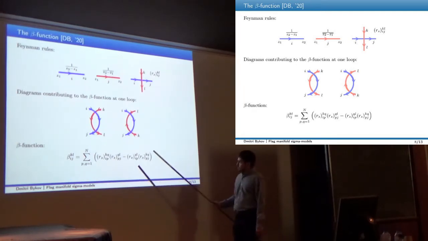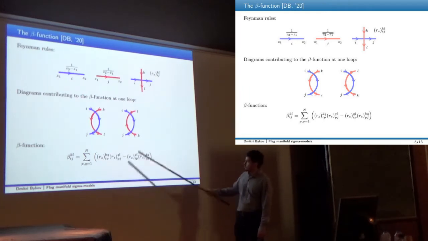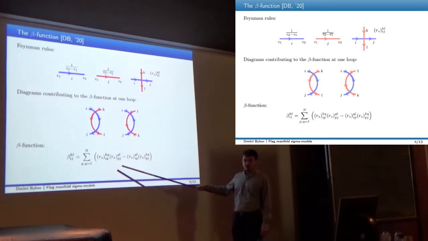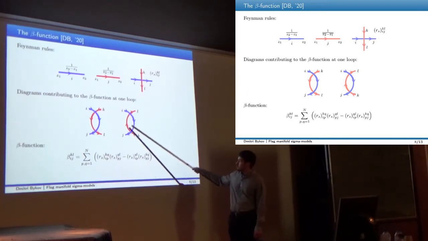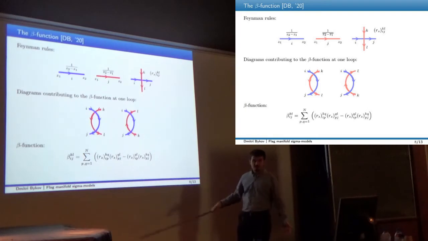For example, using this formalism, we can easily calculate the one-loop beta function of this model, which is just given by these two simple diagrams, and ultimately it just leads to this contraction of R matrices. There are two vertices, right? So you contract the R matrices, this is the beta function.